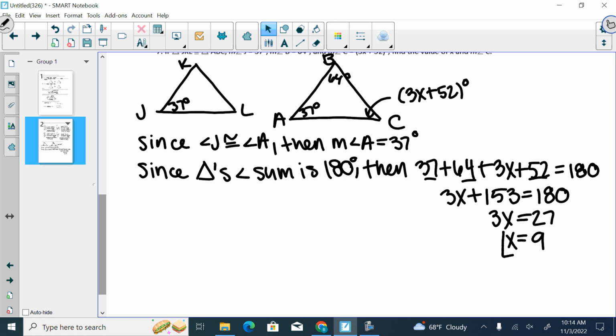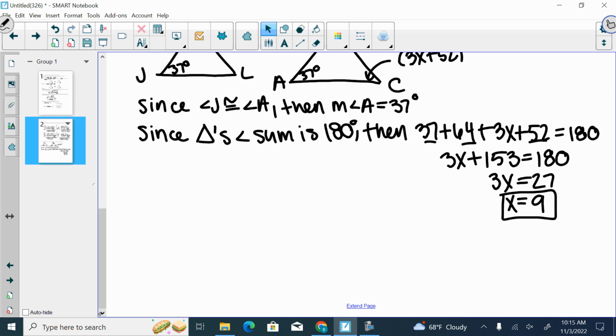Okay. So now I know that x is 9. What's the other thing they said they wanted us to tell them? Right, so yes, we do need to substitute. Very good. So the measure of angle C is that 3x, which now we know x is 9, plus 52. So the measure of angle C must be, good.